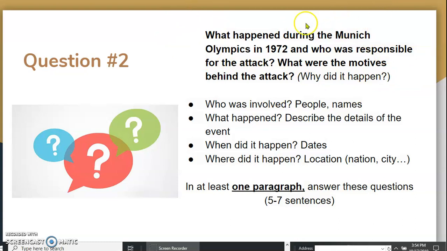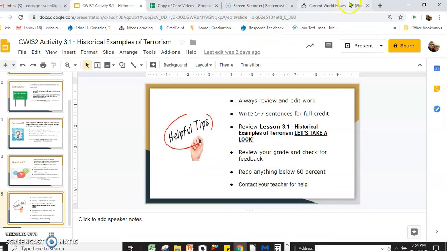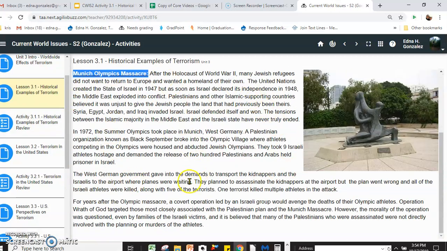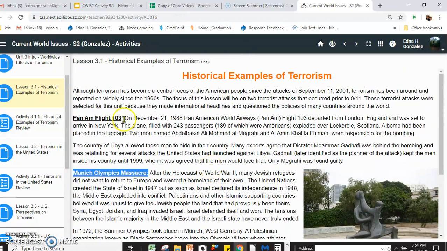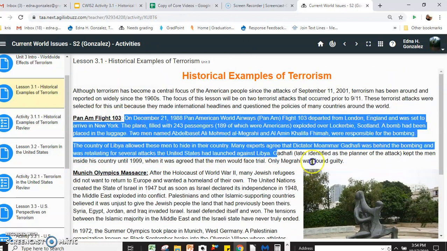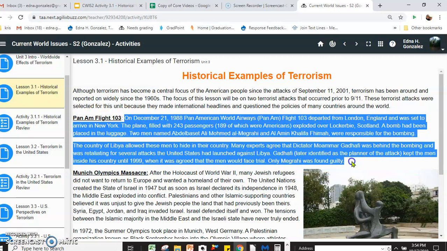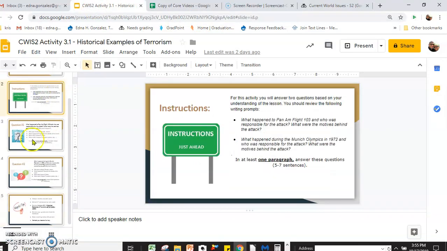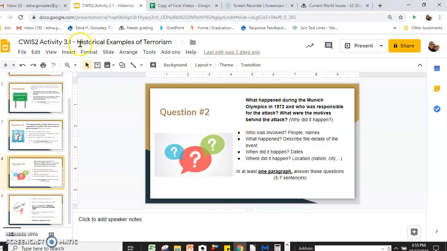Let's take a quick peek at the lesson. It breaks up the lesson into each event. It talks about the Munich Olympic Massacre and what happened there. All this is about the Munich Olympic Massacre, and Pan Am Flight 103. It talks about it right here, and it says exactly what the event was, when it happened, and who was responsible, and why the event occurred. So again, make sure you go back and you look at these 2. All right, so let's get back to question number 2.